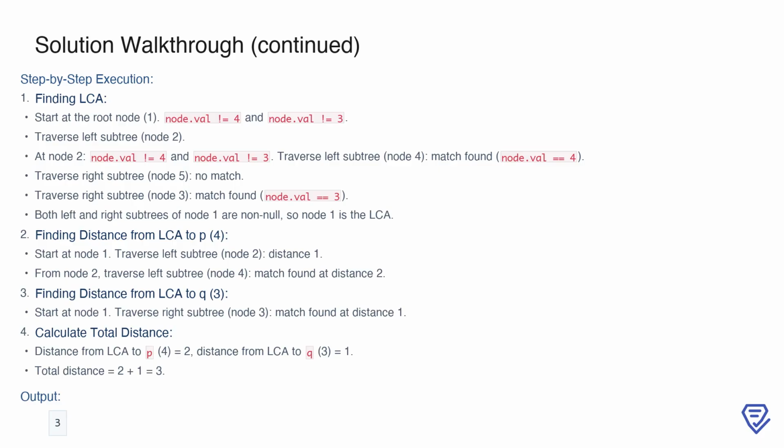Next, to calculate the distance from the LCA to node 4, we traverse the left subtree of the root to node 2, which is at distance 1, and then from node 2 to node 4, which is an additional distance of 1. This gives a total distance of 2 from the LCA to node 4.